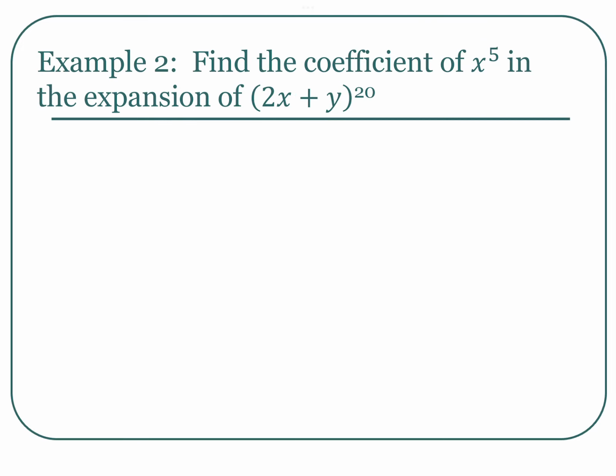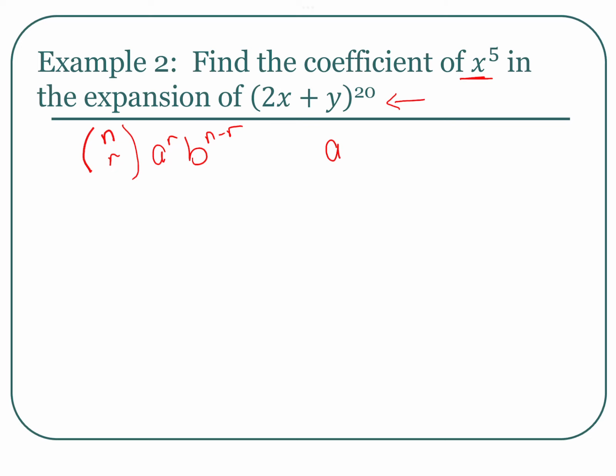Sorry, that should not say find the coefficient. This one wants us to find the term that contains x to the 5th in the expansion of (2x + y) to the 20th. I'm actually going to do what your directions say, not mine. If you think about what our formula just was, it was n choose r, and then a to the r and b to the n minus r. So we need to figure out what all these letters are.